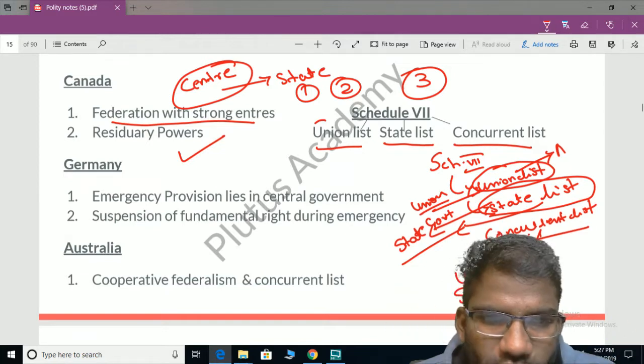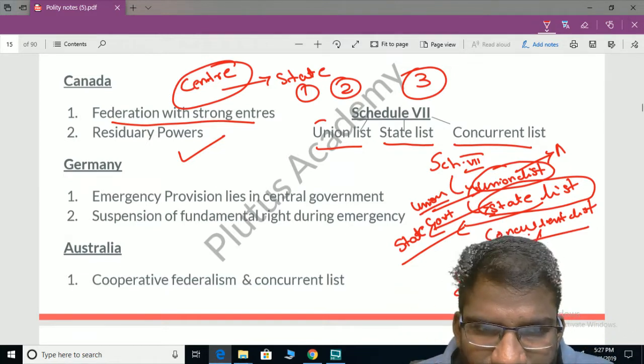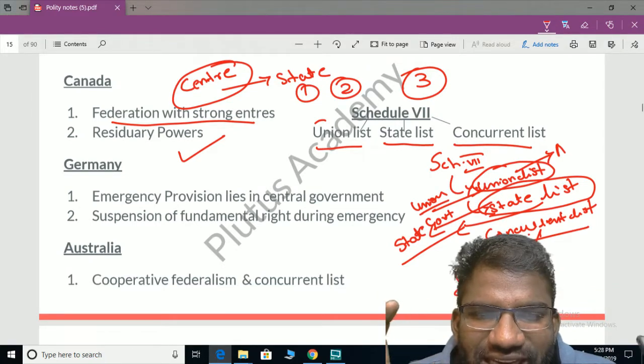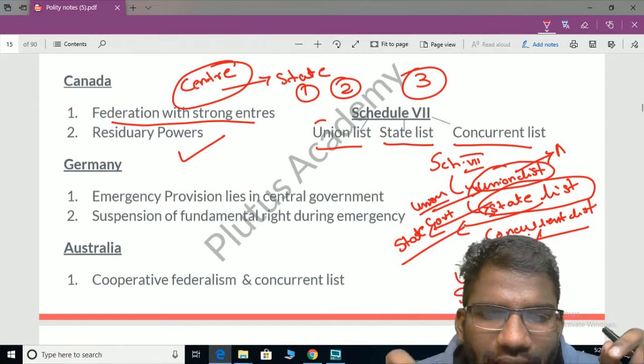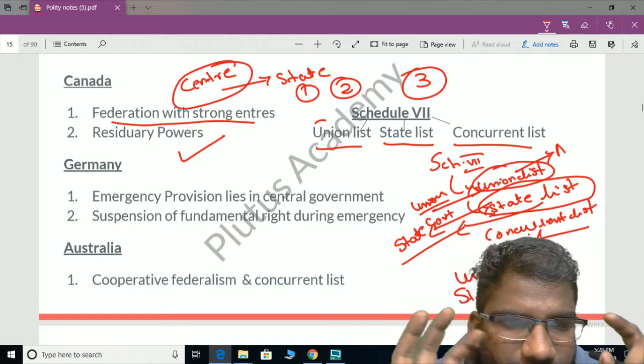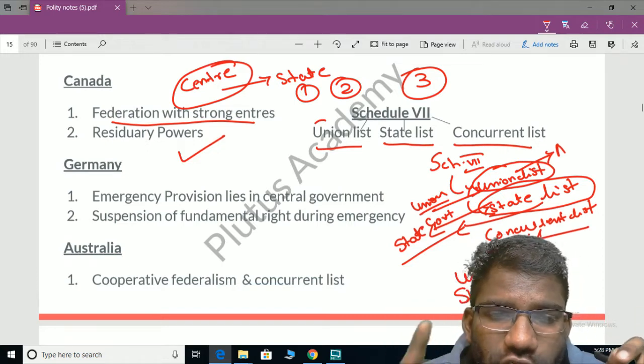So there is the union list, in which the central government can make laws. The subject which lies in the union list, the central government can make law. The subject which lies in the state list, the state government can make law, and the subject which lies in the concurrent list, both can make laws, the union government as well as the state government. But the matter that I need to discuss is not this.